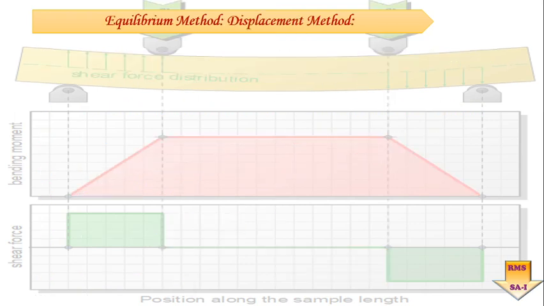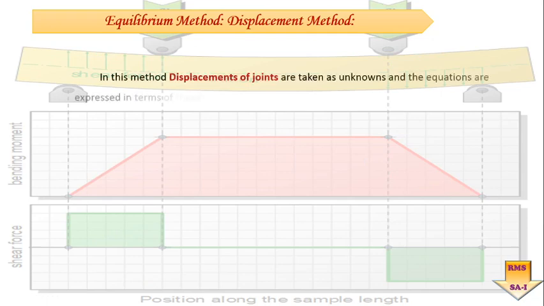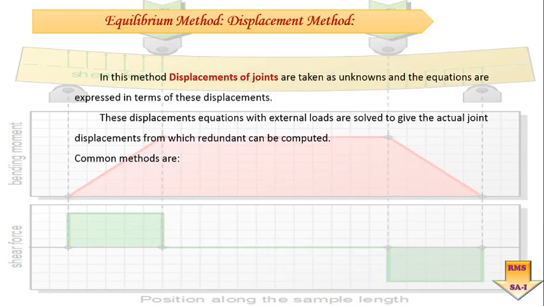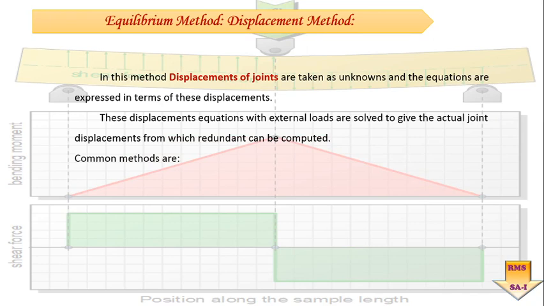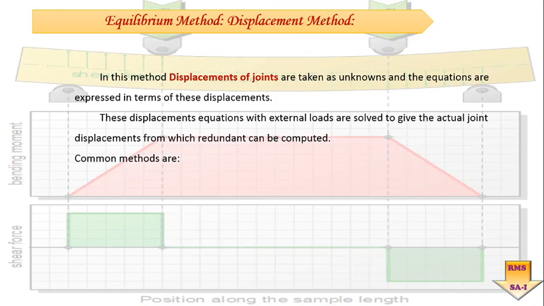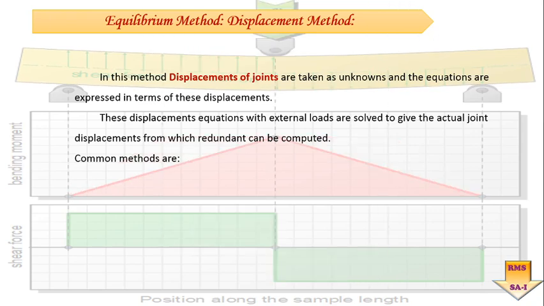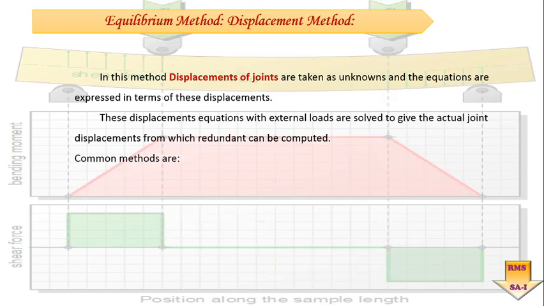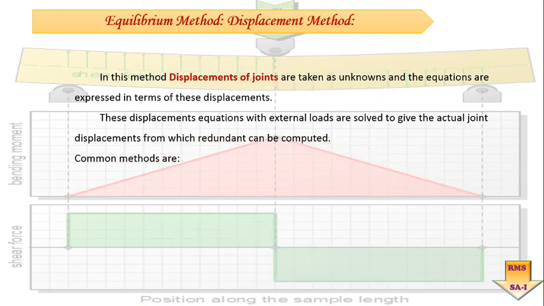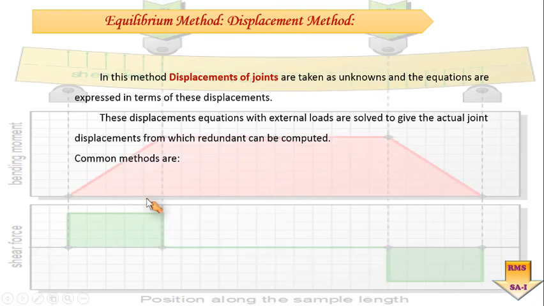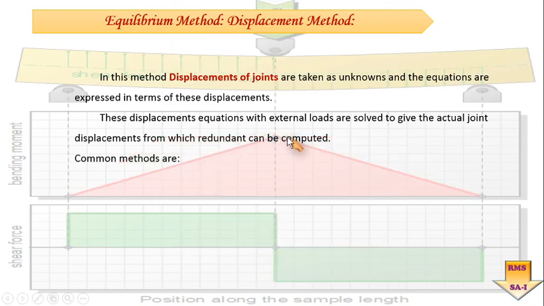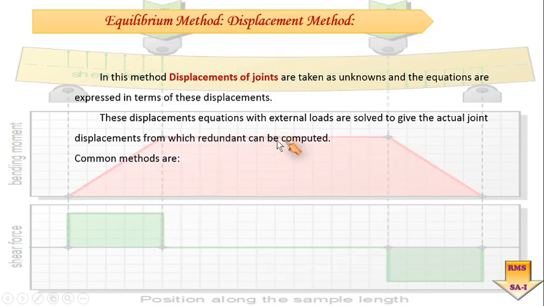As I have told you earlier, in this equilibrium method the displacements of the joints are the major focus and are to be found out. The unknown equations will be in terms of the displacements of the joint, and after identifying the number of displacements at a particular joint, we are going to apply the various conditions. First of all, displacement equations are found in terms of the external load which is acting at the particular joint.